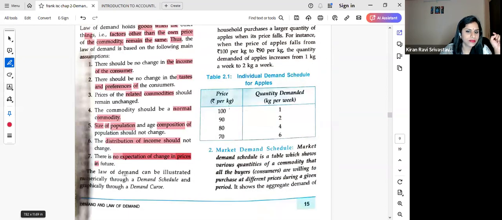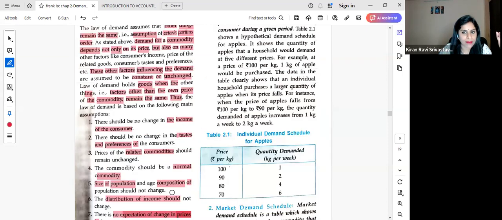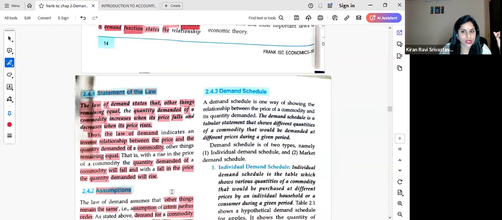Thus, the law of demand can be illustrated numerically through a demand schedule and graphically through a demand curve. So now to explain this law of demand, we have to draw and explain. We have to explain it through a numerical example. What is the law of demand? The law of demand can be explained through a demand schedule. Now, what is a demand schedule?